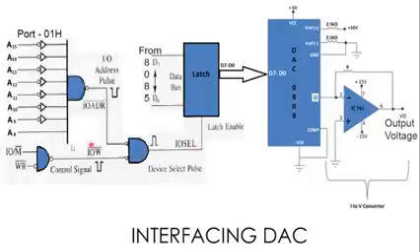Here port 01 along with IO and write signal is used to enable the latch, and data lines are connected to the input of latch and output of latch to the digital input of DAC. Since output is current, an I to V converter is used to get the output.